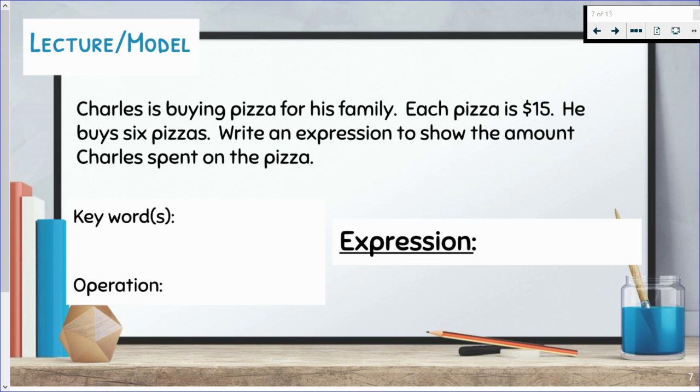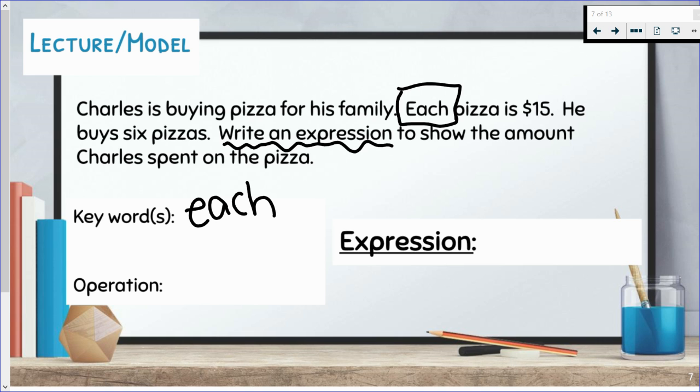Charles is buying a pizza for his family. Each pizza is $15 and he buys 6 pizzas. Write an expression to show the amount Charles spent on the pizza. All right, again, we're not being asked to find an answer. We're just being asked to write an expression to show how we would get the answer. So we need to look for some keywords here. One word that I see here is each. Each is going to be an important word here.